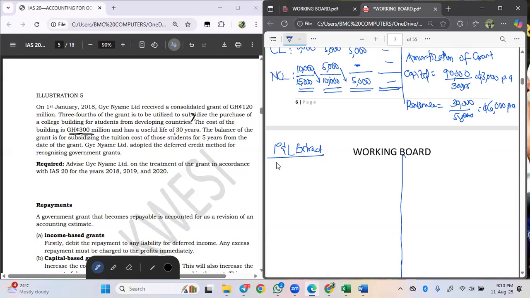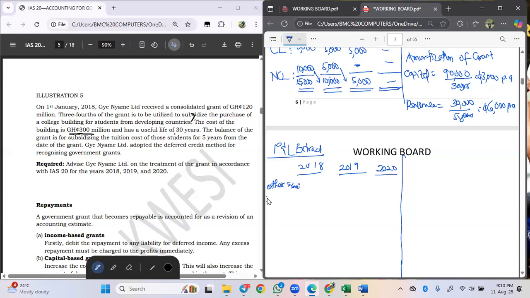Today, I think we go beyond that. Okay, P&L extracts. So we have just 2018, 2019, and 2020. The lives of the tuition and also the assets goes beyond 3 years. That's what I was trying to say. Okay, that's fine. We don't have any profit. So other income.